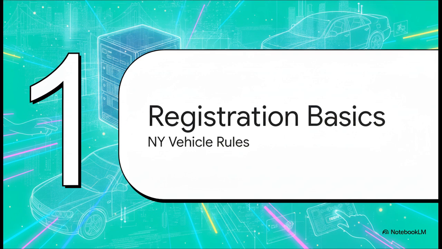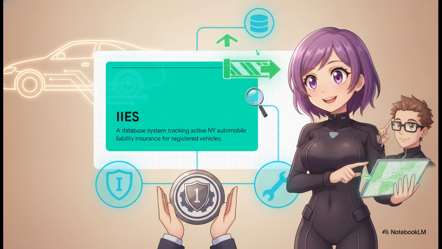First up, let's take a peek at the invisible systems running behind the scenes. Because you can't just click Renew without satisfying the state's digital mainframe first, right? To renew online, you've got to clear two big blockers in the state's interconnected databases. First is the IS, that's the Insurance Information and Enforcement System. This database strictly matches your DMV name with your active New York automobile liability insurance. And a quick heads up, New York does not accept out-of-state insurance, period.